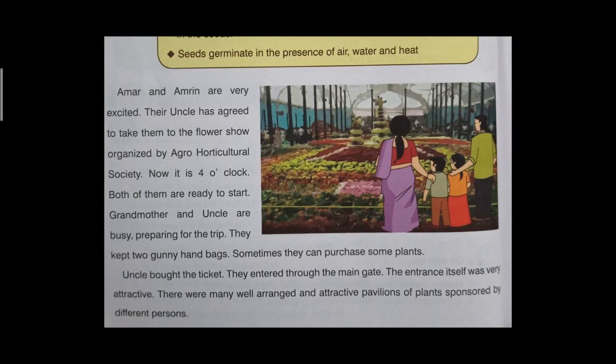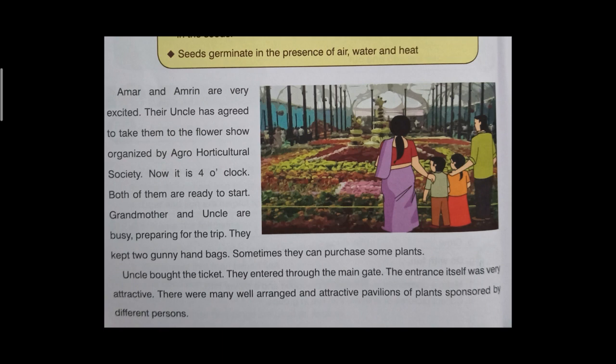Can we read the chapter? Amar and Amrin are very excited. Their uncle has agreed to take them to the flower show organized by the Agro Horticultural Society. Now it is 4 o'clock. Both of them are ready to start. Grandmother and uncle are busy preparing for the trip.